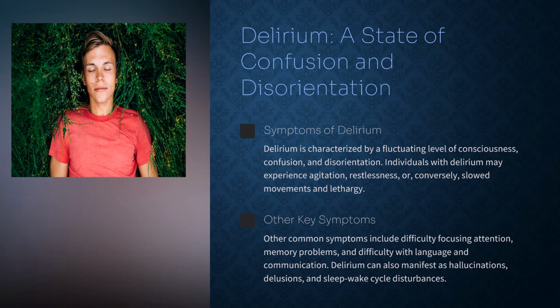Other common symptoms are difficulty focusing attention, memory problems, or difficulty with language and communication. Delirium can also manifest as hallucinations, delusions, and sleep-wake cycle disturbances. So you'll notice that there are a lot of overlapping symptoms in psychosis and in delirium. But the main point to remember here is fluctuating level of consciousness and disorientation. That is going to differentiate it from other forms of psychosis.